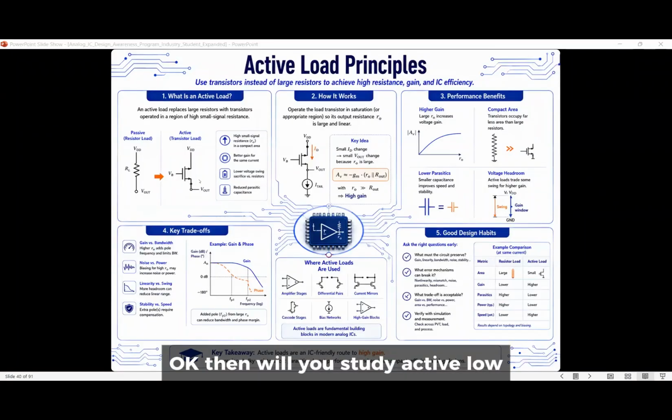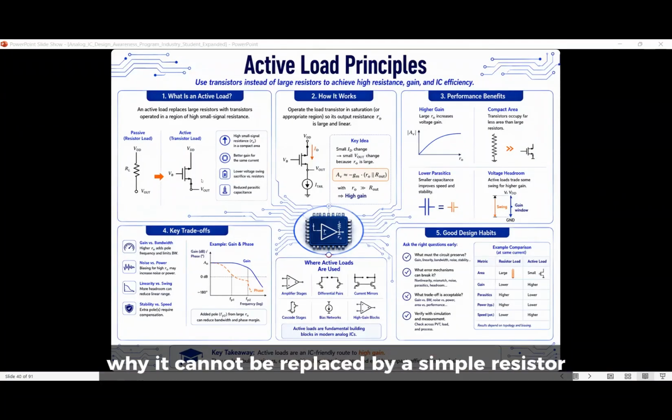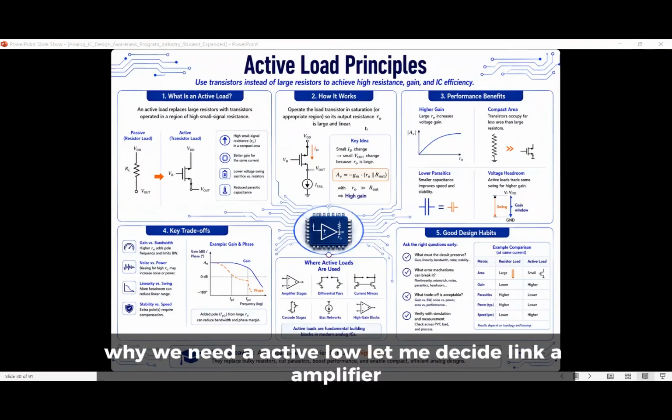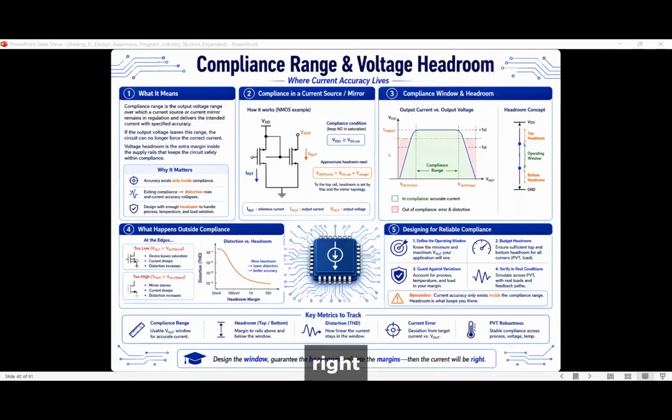Okay, then we will study the active load. Why is this important? Why can it not be replaced by a simple resistor? We will study why we need an active load when designing an amplifier.